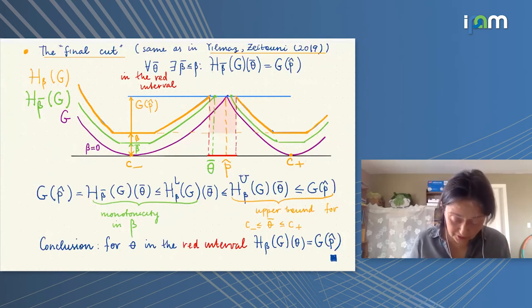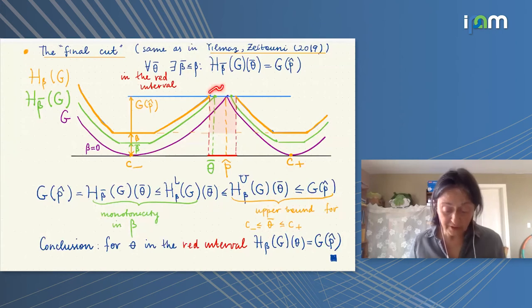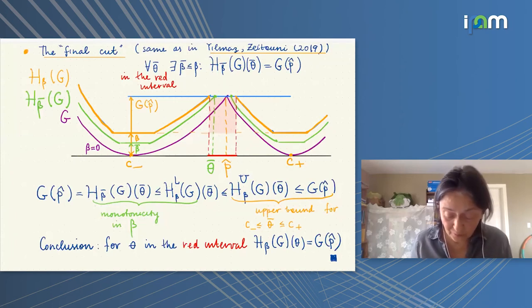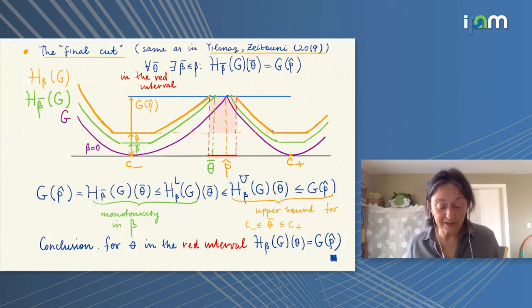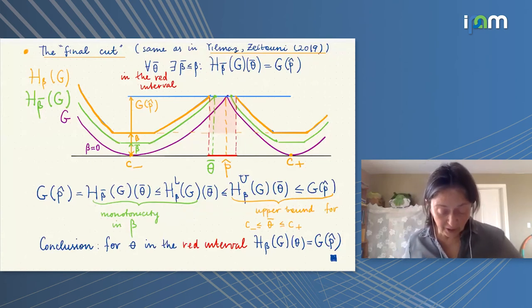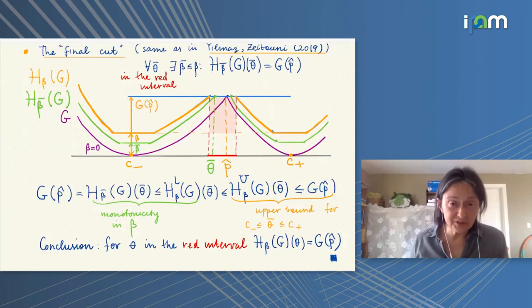So the final cut, right? How do we deal with this piece? This argument actually was invented by Yilmaz, comes from the paper of Attila Yilmaz and O. Zeitouni. And it's essentially a monotonicity and continuity argument. So I have an upper bound here, and I would like to show that the lower bound matches this upper bound. How do I do that?